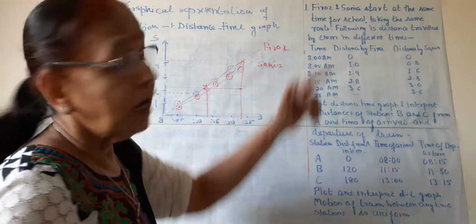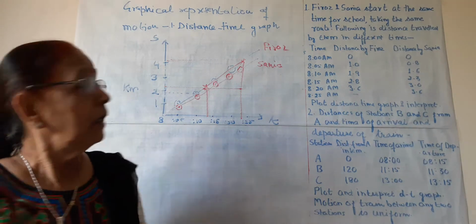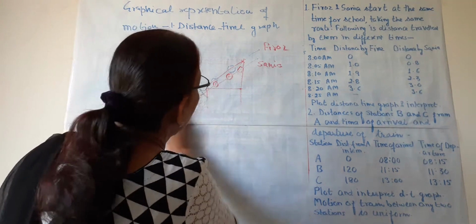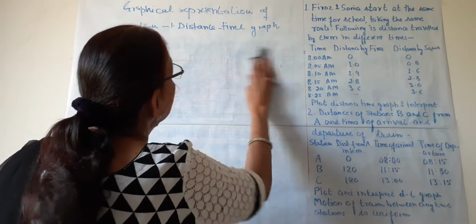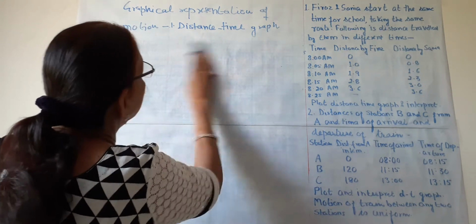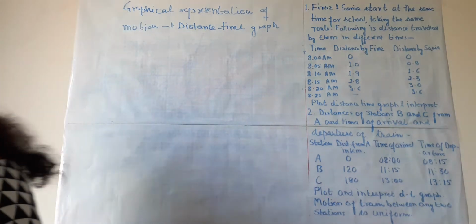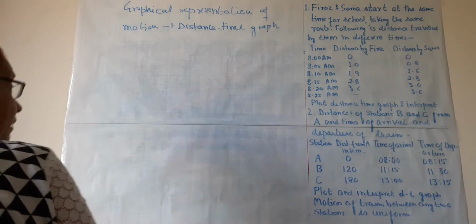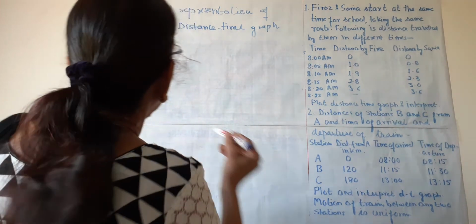So this is how the first graph is formed. Now we will form the second graph. Data is given here for the second graph. Read out this.